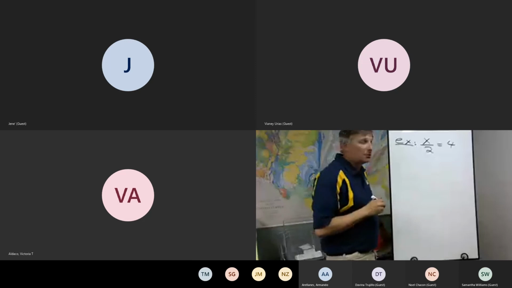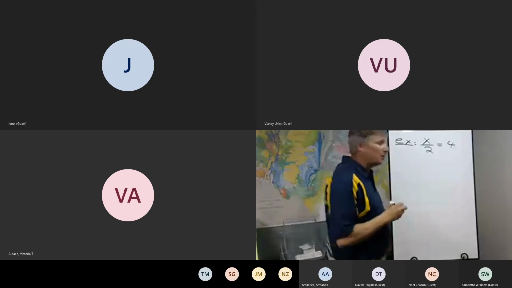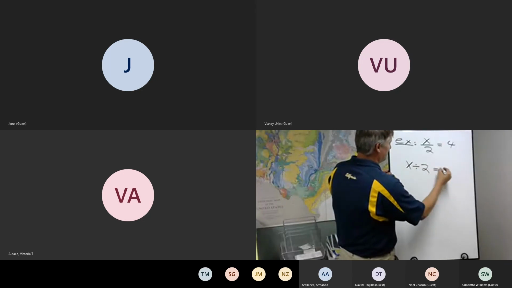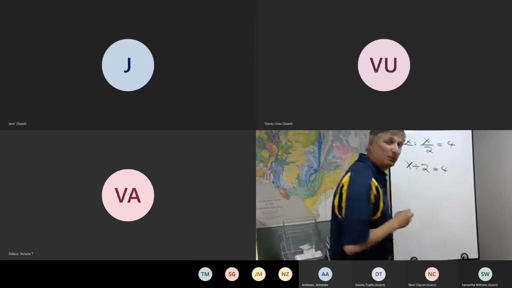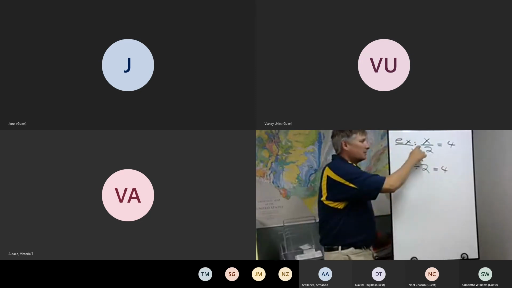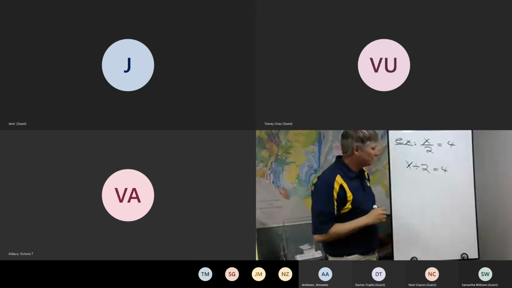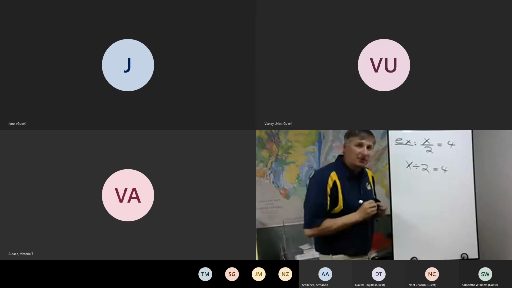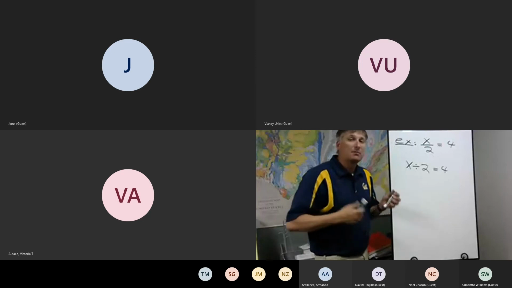x over 2 equals 4. Now this one you can rewrite. You can say this is x divided by 2 is equal to 4. Because division and fractions, they're the same thing. So if we're dividing, we want to do the opposite. And the opposite of dividing is multiplying.